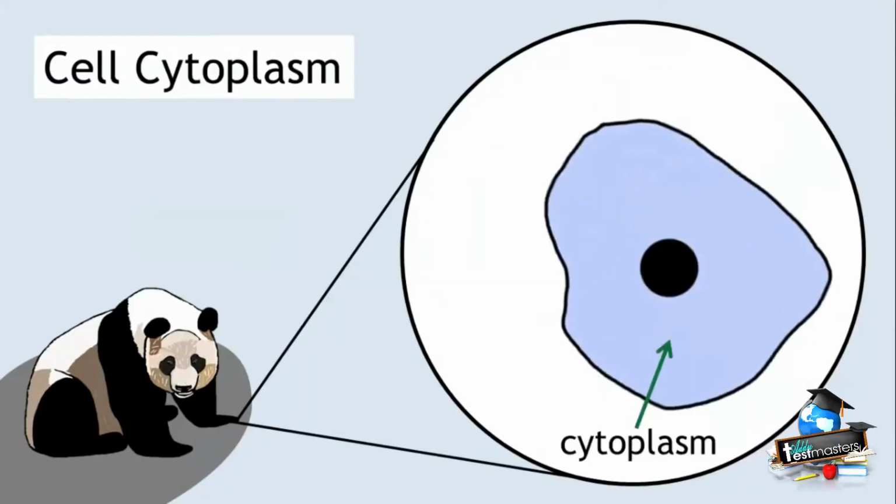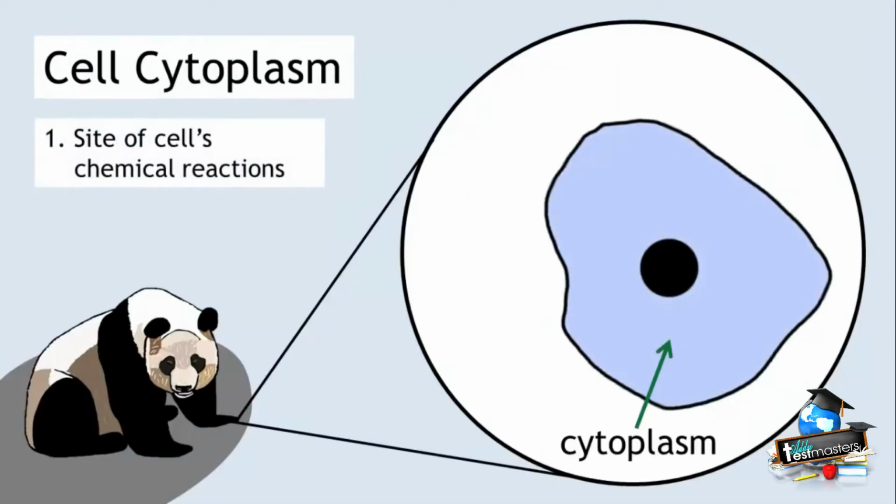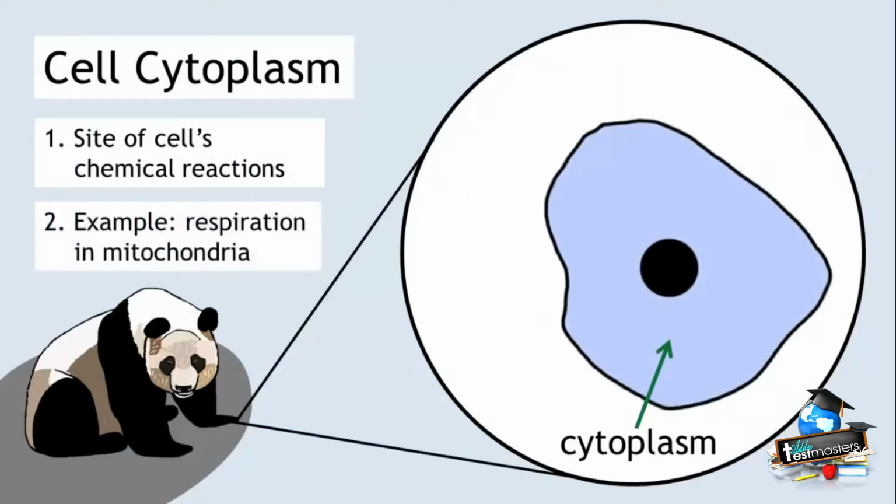The cell cytoplasm is the site of the cell's chemical reactions. Lots of chemical reactions occur here, such as respiration. Respiration takes place in specialised structures called mitochondria.